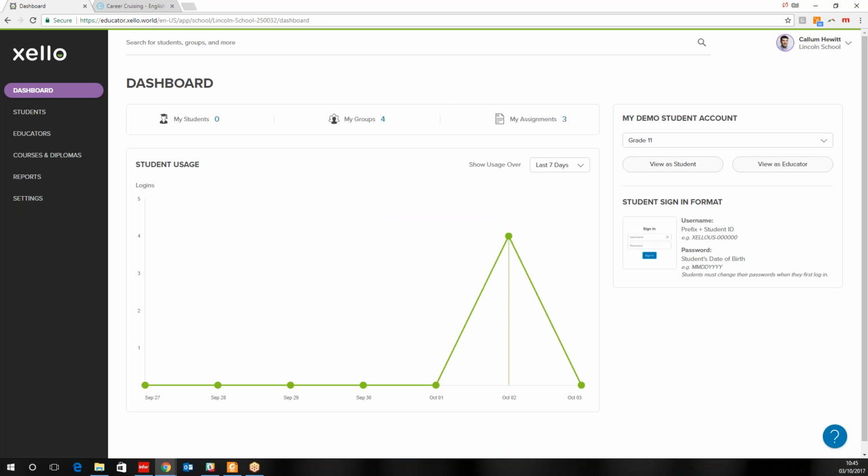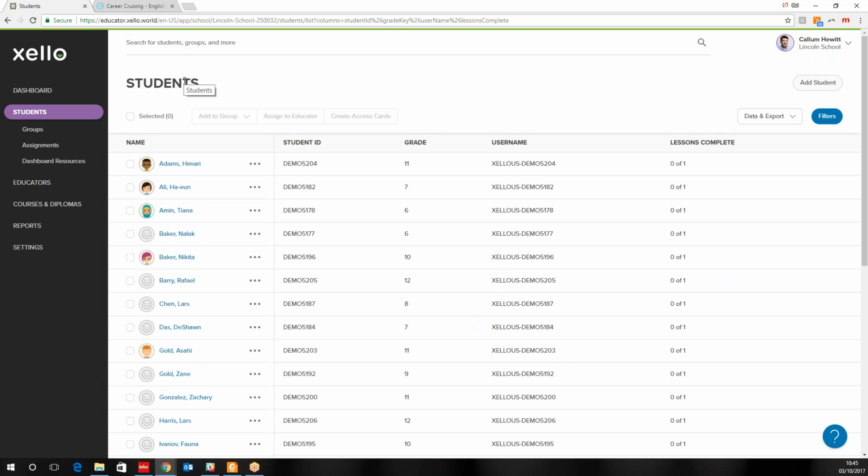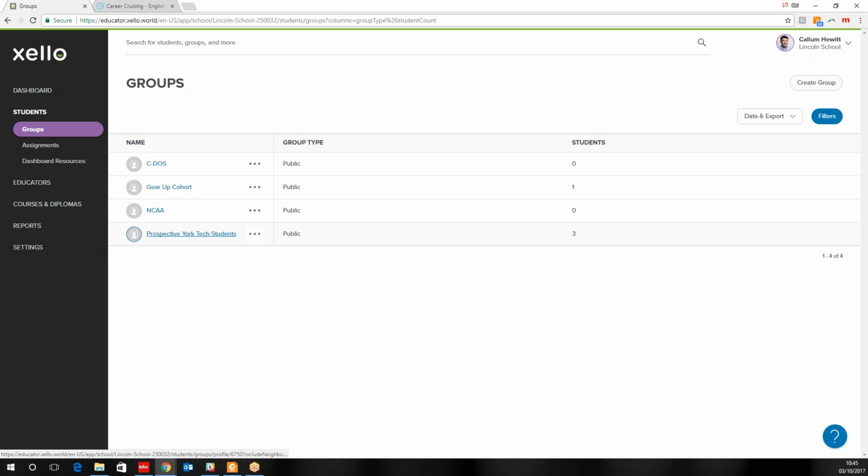to manage everything related to managing student groups, any activities that you want to ask the students to do, if you want to start grouping those students as they move up through the schools into groups associated with specific vocational routes, athletic groups. So we have some here. We have some kids that are participating in a Gear Up program, some CDOS students, a group of students that potentially might be going to York Tech, NCAA. Very easy to do that. Create a group and it's easy to do this.